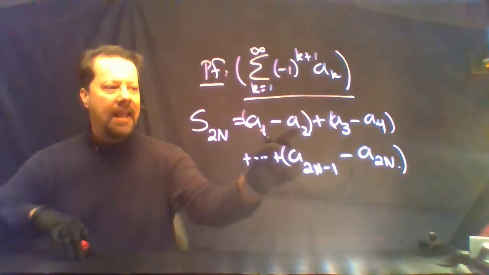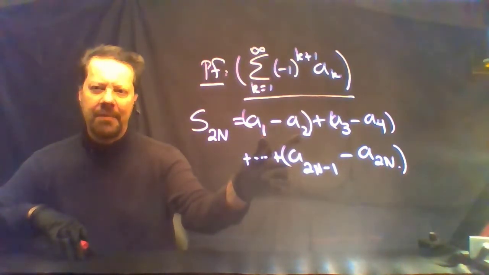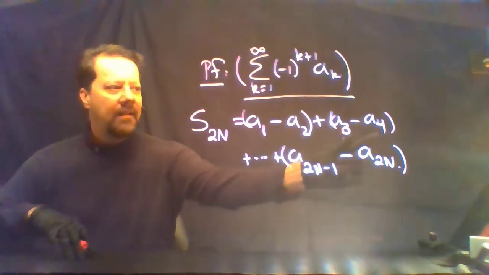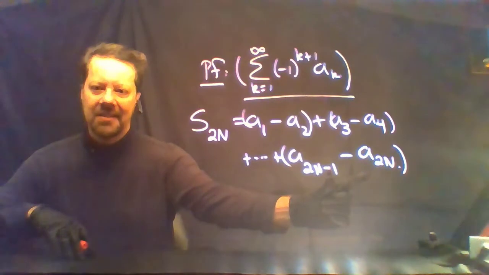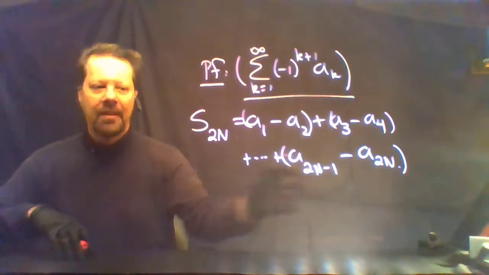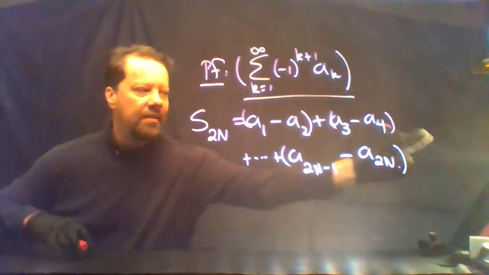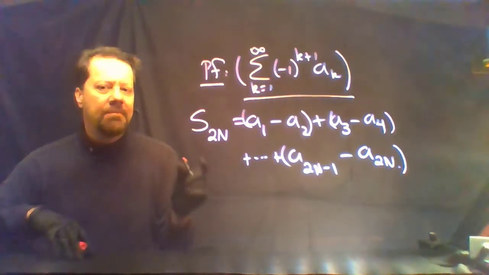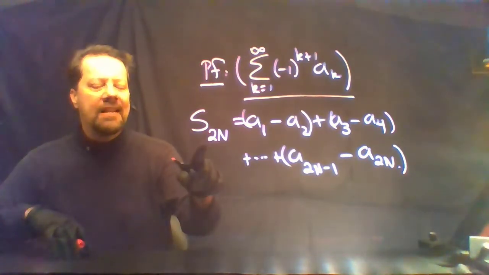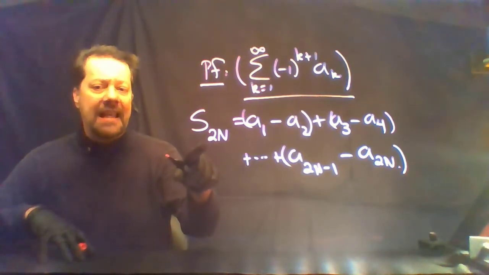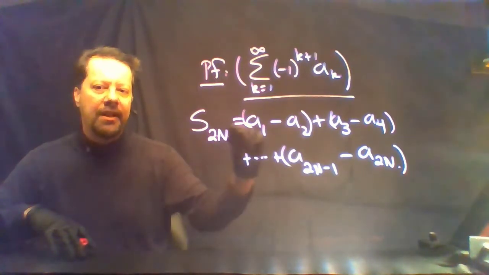And in that way, because a_2 is smaller in magnitude than a_1, this will be positive. And this must also be positive. And this is also positive. Every time we increment n, we end up with another 2 terms subtracted, but those differences are positive, which implies then that the sequence of even partial sums is monotone increasing.